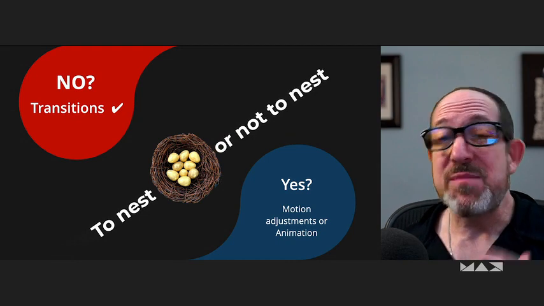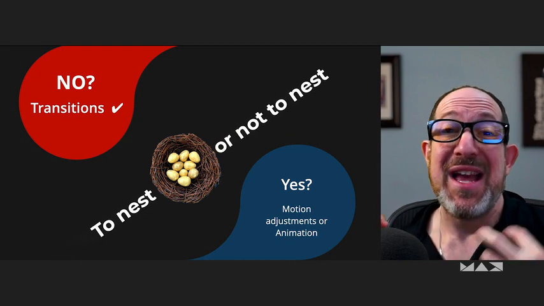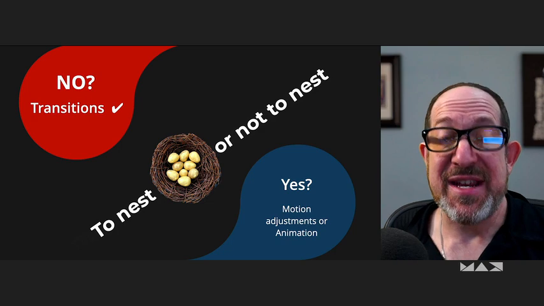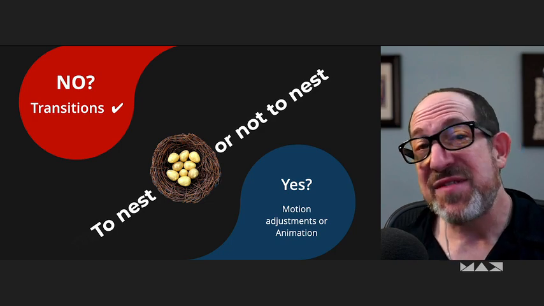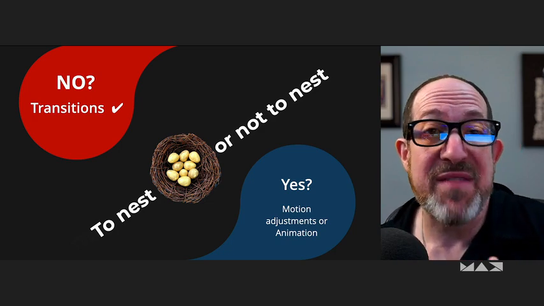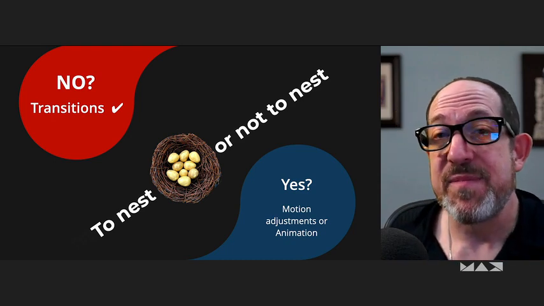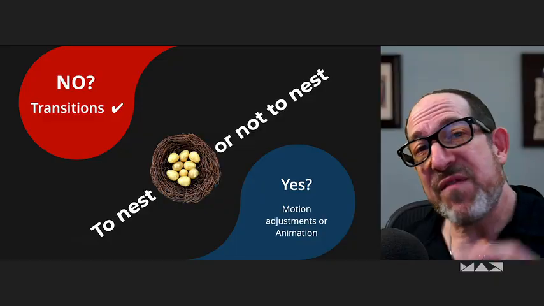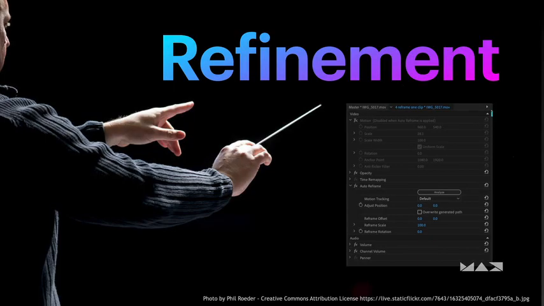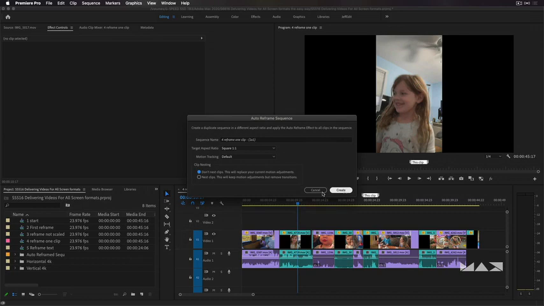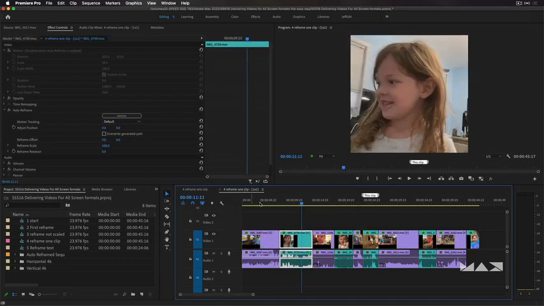So the question here becomes whether you nest or not to nest. I'm generally not nesting. The clips that I have to deal with, I'm going to flag the ones I've animated. I'm going to flag and make sure I handle them directly. So we get from here into the question of refinement. What happens when it doesn't work great? Or when it doesn't work the way we want?